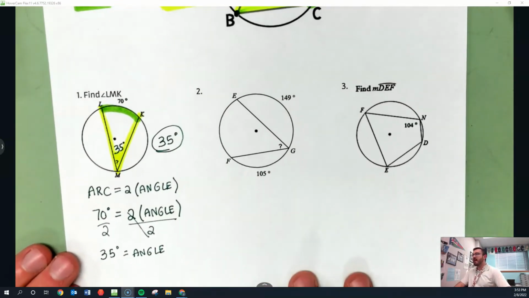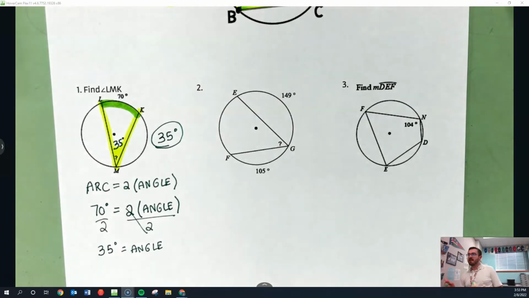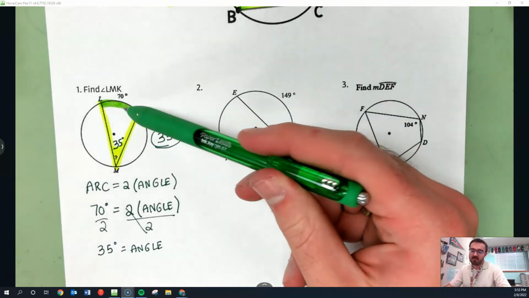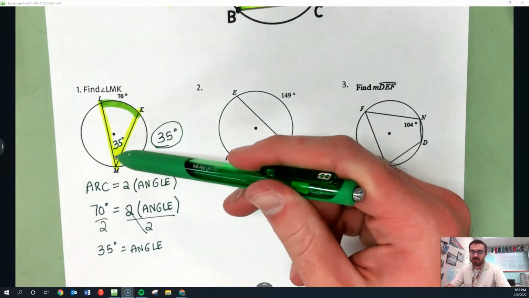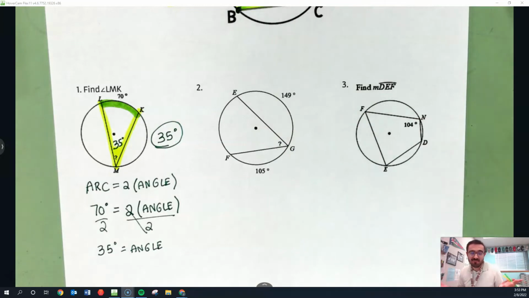So basically, back up, all that just happened, if they give you the arc and they ask you for the inscribed angle, just divide by 2. It's not a big deal. That's all you got to do. Okay, you're going to crush it. Number 2, it's a little bit different. We can still do this.